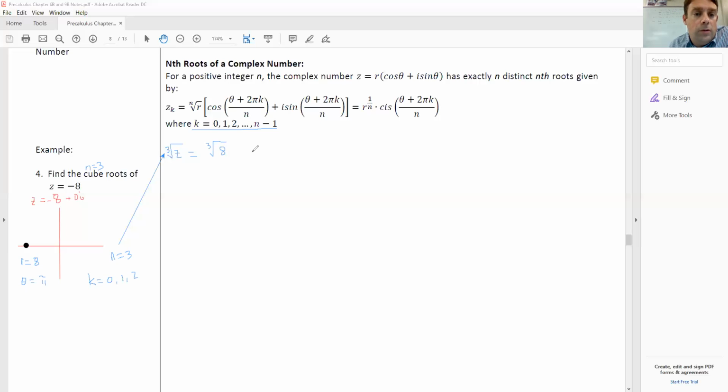because r is 8. And we're going to be dealing with cosine. The argument, the angle is pi plus 2 pi k, all over n, which is all over 3, plus i sine of pi plus 2 pi k over 3.